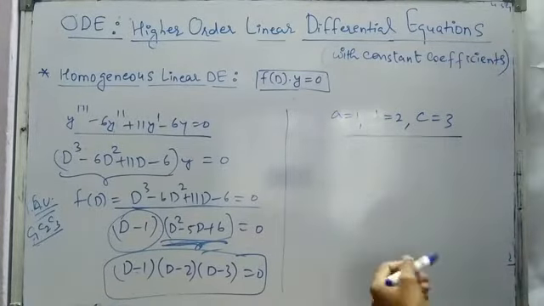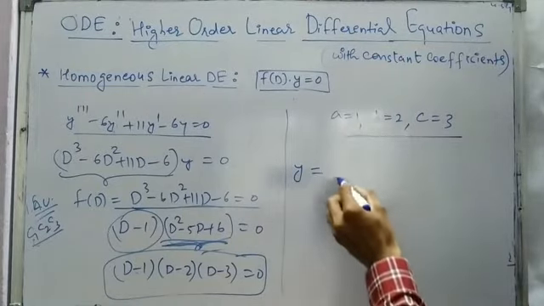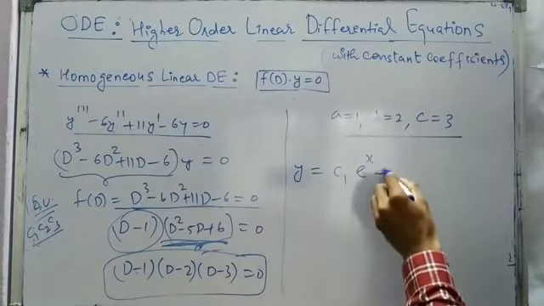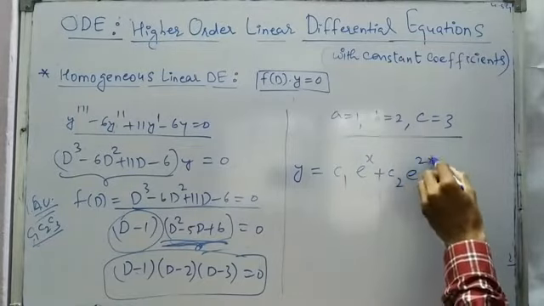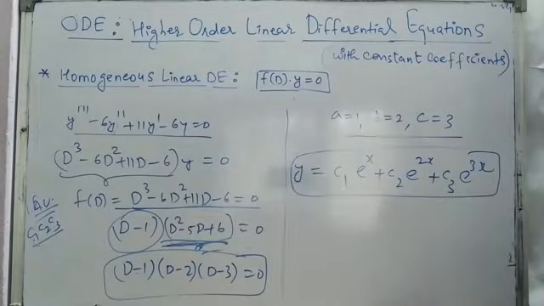All the roots are real and they are not at all repeated. So we are going to get the exponential terms. So the general solution is going to be y is equal to c1 e power x, plus c2 e power 2x, plus c3 e power 3x. So that's all the idea.